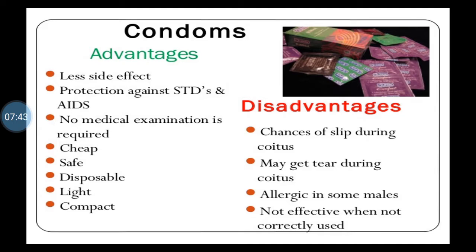The other disadvantage is that some couples feel that it interferes with sexual pleasure. This is also one of the factors discussed while using any family planning method, whether it interferes with sexual pleasure or not. Then a new condom must be used for every intercourse. So that is another disadvantage.